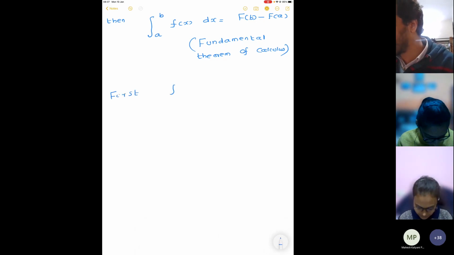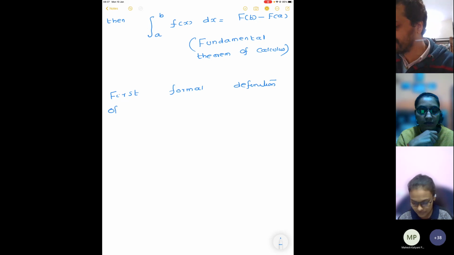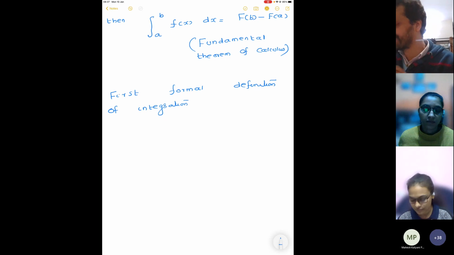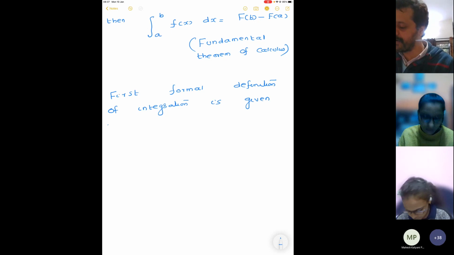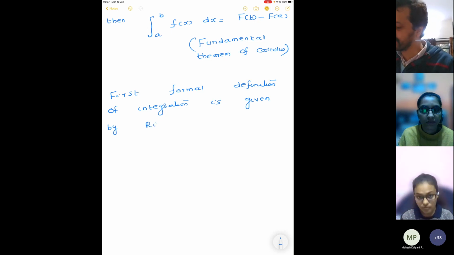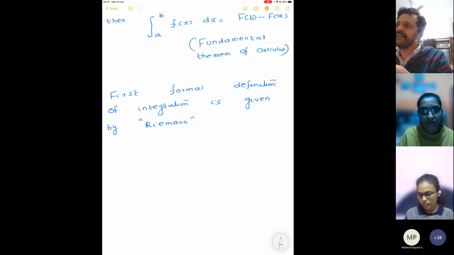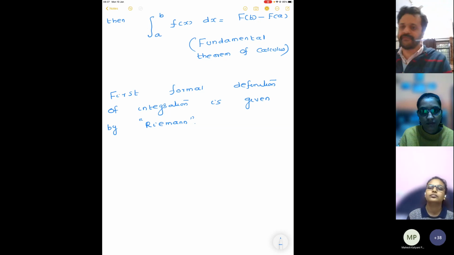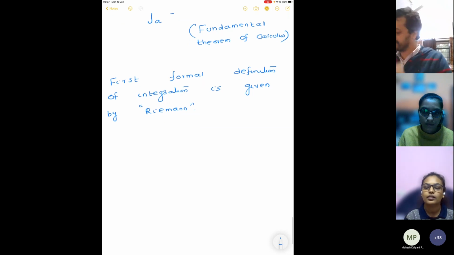The first formal definition of integration is given by Riemann, as you all know. So let us try to give an overview of Riemann integration again, intuitively. And let us see why Riemann is not enough, why people have extended it. There comes the idea of measure.